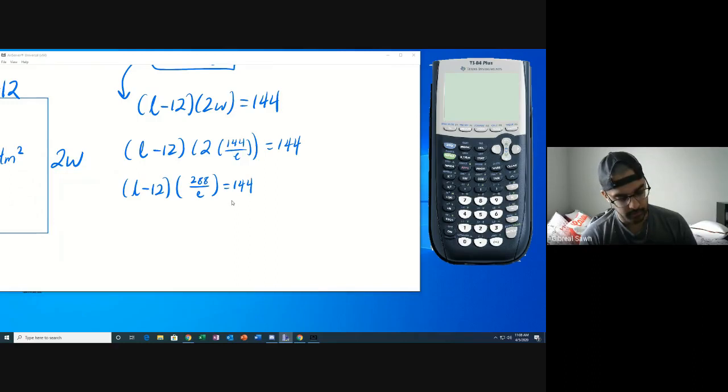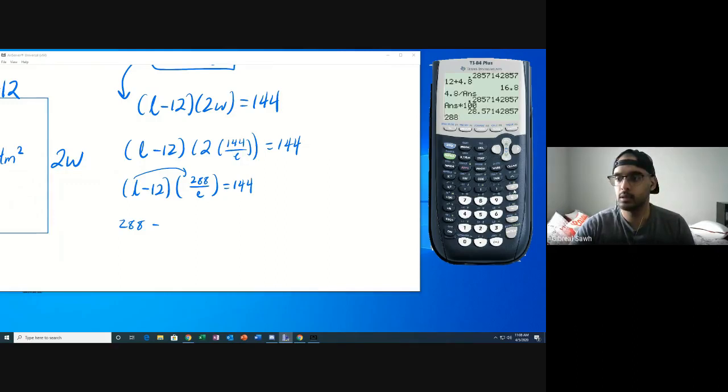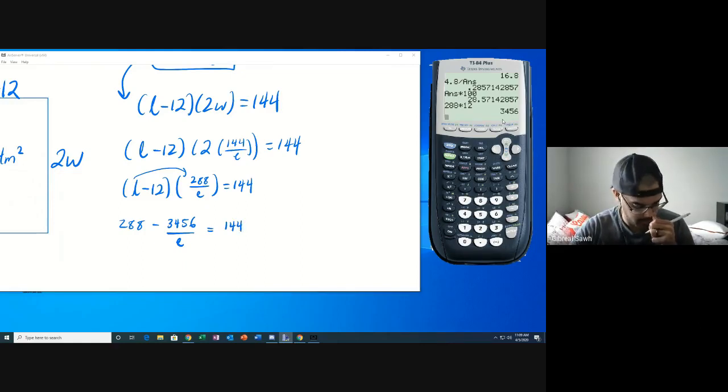Okay, we'll distribute those two things. So the length will go to the other fraction. Lengths will cancel. I'm left with 288 minus whatever 288 times 12 is. That'll be 3456. So minus 3456 divided by length. That's equal to 144. Okay. Let's get those constants together. So we'll subtract 288 from both sides.